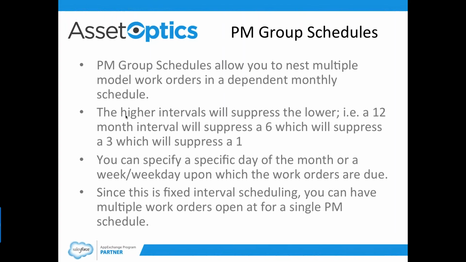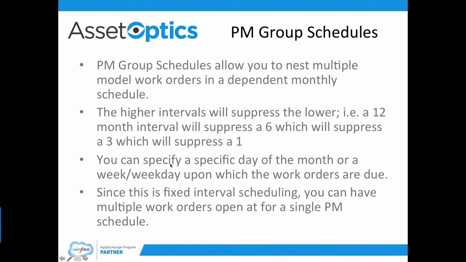So with PM group schedules, these are interdependent. They're parent-child relationships. It's like a hierarchy. And what happens is the higher level intervals will suppress the lower level intervals. So in other words, if you've got a 12-month interval, it'll suppress a 6-month interval. That 6-month interval will suppress a 3-month interval, which will suppress a 1-month interval.